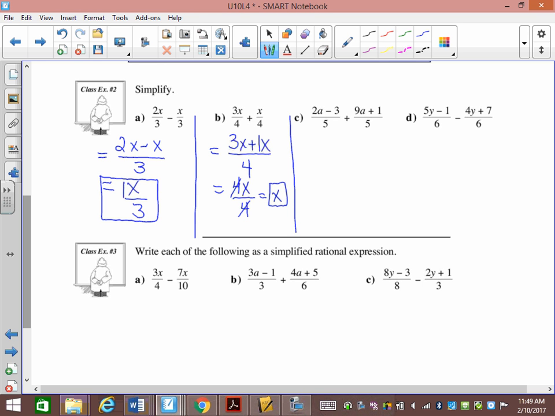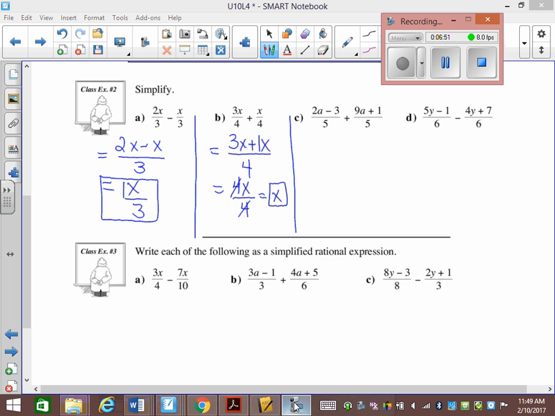Try C and D. Try D only if you have a pencil. Try C for sure. Try D only if you have a pencil.